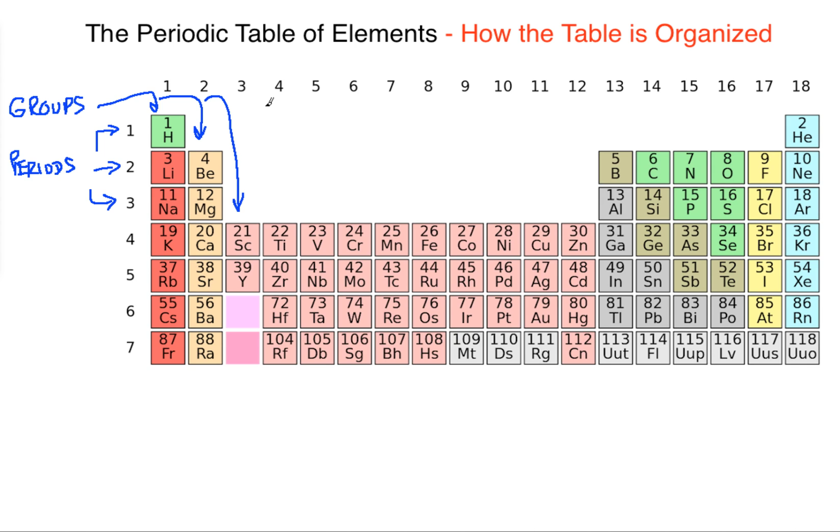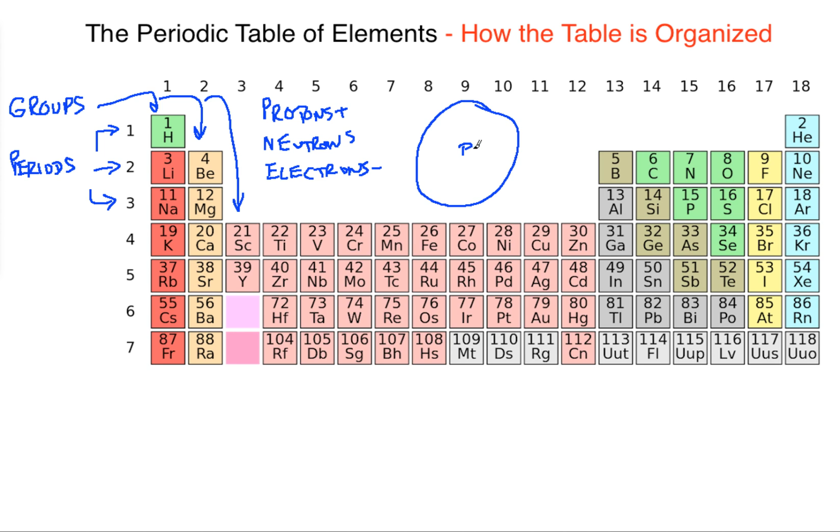Atoms are made of 3 different subatomic particles: protons with a positive charge, neutrons with no charge, and electrons with a negative charge. These are the 3 subatomic particles that make up atoms. If we were to look at a picture of a basic atom, in its nucleus are the protons and neutrons. Protons are positive, neutrons have no charge, and orbiting the nucleus are the electrons with a negative charge.